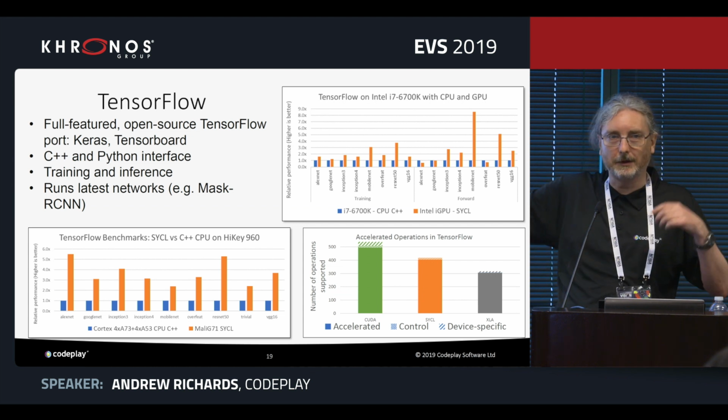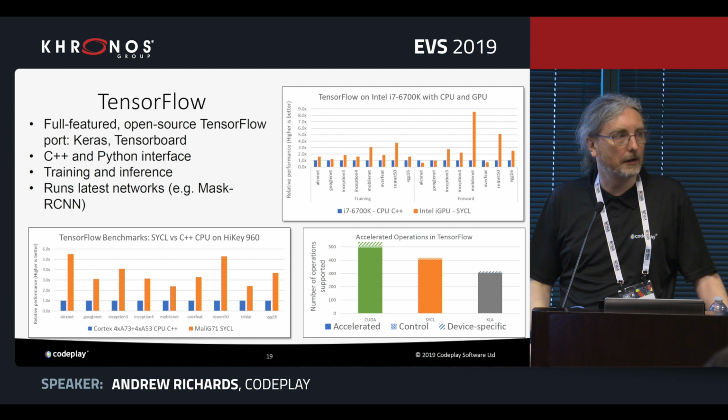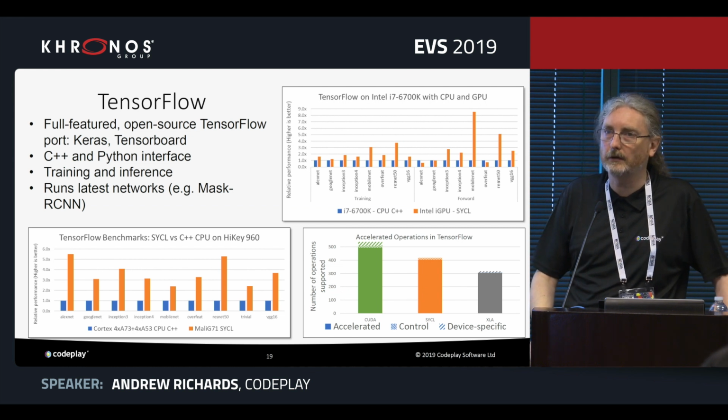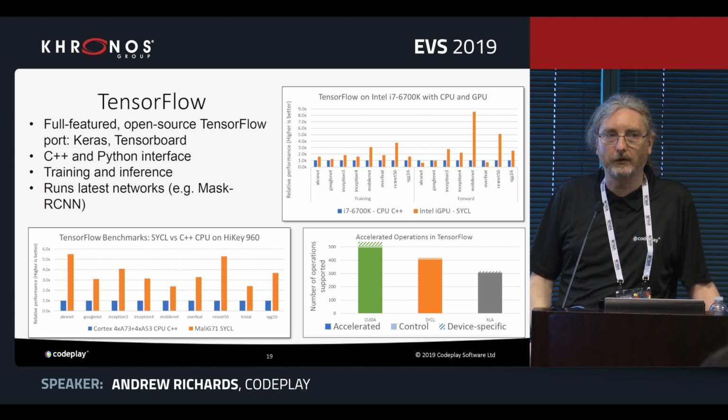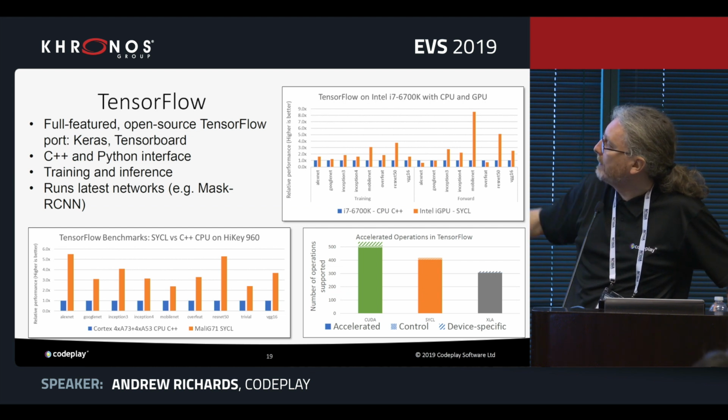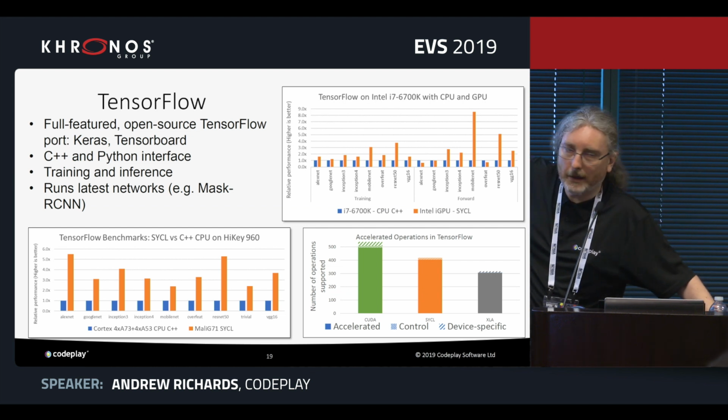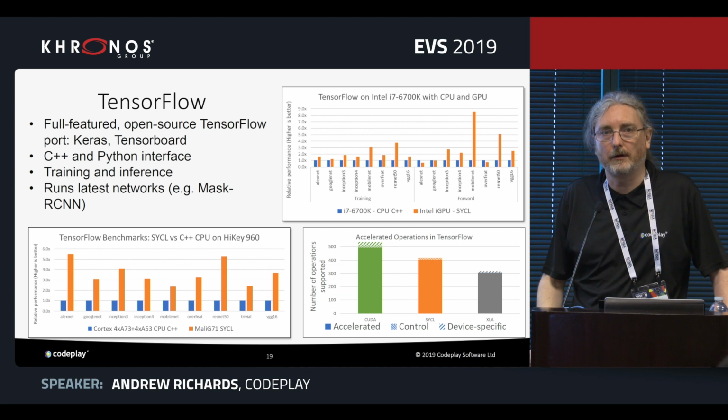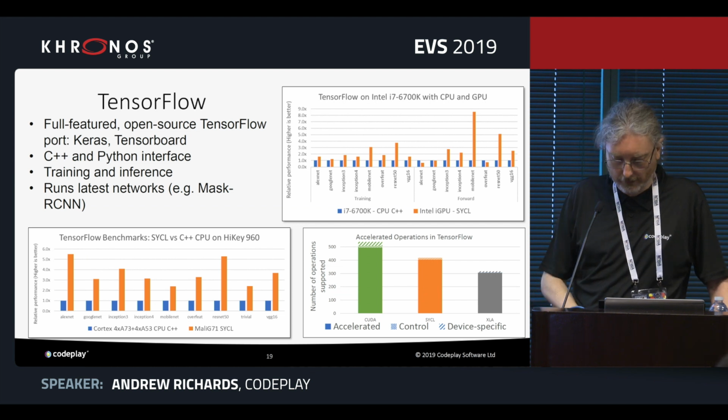These GPUs are much lower power than a big 300-watt kind of GPU you might get in a workstation. So we're still getting performance boosts on low-power GPUs. And we don't have quite as many operations as CUDA in TensorFlow, but we have a lot of operators, so you can support all of the latest networks.